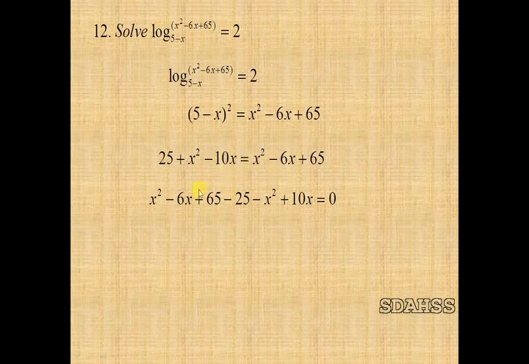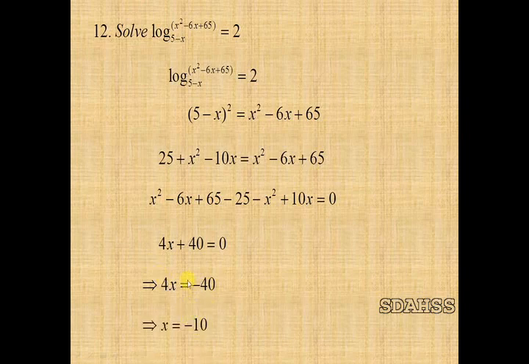This equation becomes x square minus 6x plus 65. Bring these three terms to the other side, it becomes negative: minus x square plus 10x minus 25 is equal to 0. Plus x square, minus x square cancel. At the same time 10x minus 6x is 4x, 65 minus 25 is 40, plus 40 is equal to 0. So 4x is equal to, bring this 40 to the other side, it becomes negative, so minus 40. Cancel both sides by 4. So you have x is equal to minus 10.